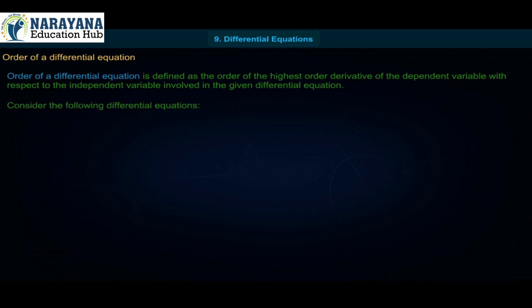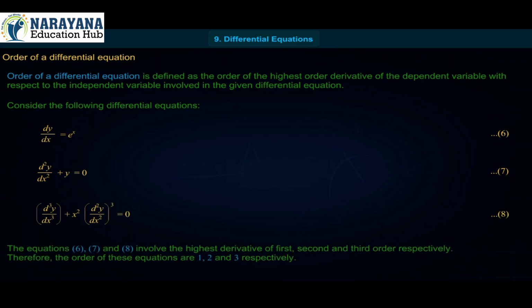Consider the following differential equations. dy/dx = e^x, equation 6. d²y/dx² + y = 0, equation 7. d³y/dx³ + x²(d²y/dx²)³ = 0, equation 8. The equations 6, 7 and 8 involve the highest derivative of first, second and third order respectively. Therefore, the orders of these equations are 1, 2 and 3 respectively.